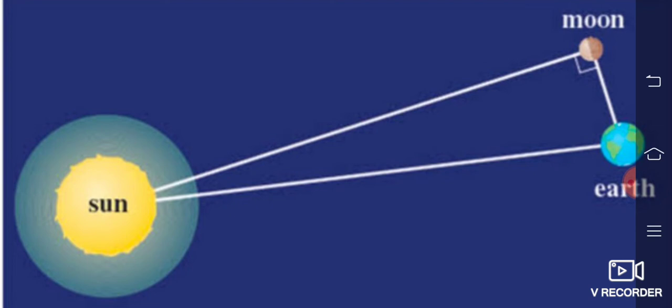Just as the earth shines in the light of the sun, the moon also shines. It is getting the light from the sun. So the moon does not have light on its own. It gets the light from the sun and it reflects.